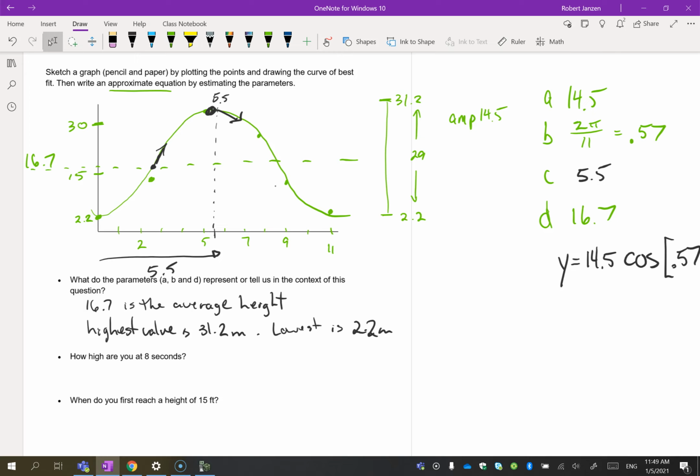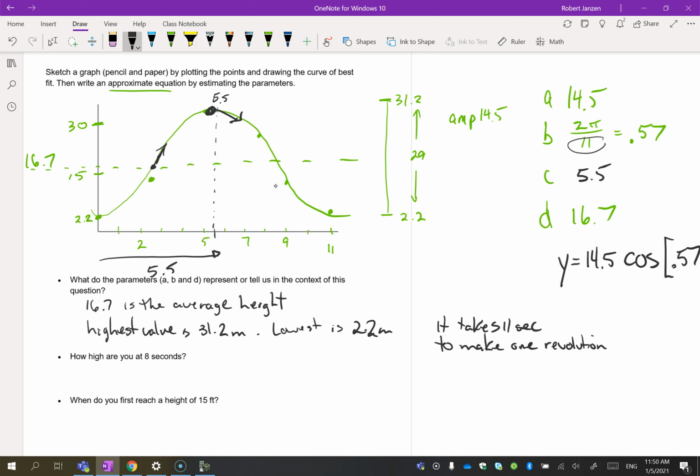Okay, what does B mean? Okay, B is 0.57. That's probably not as important as what is 11, which is the period. Okay, the period is 11 seconds. It tells us it takes 11 seconds to go once around. Okay, so we'll say that. It takes 11 seconds to make one revolution, to go once around the Ferris wheel.